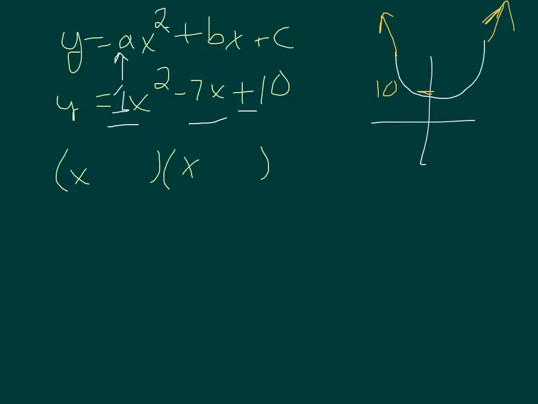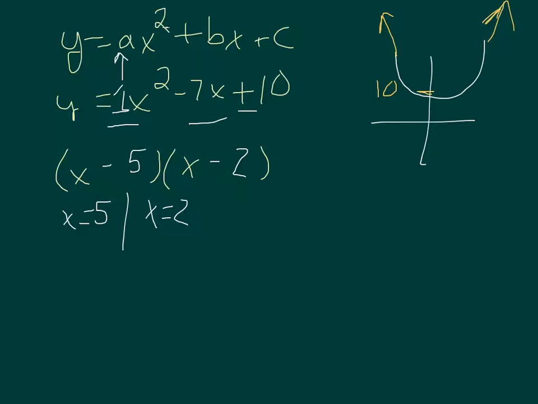So think about the factors of 10. You have 5 and 2, and we know you need to subtract them. So if I solve this and set it equal to 0, I see that x is 5 and x is 2. These are your roots to the equation. When you solve them, you end up with y is equal to 0.